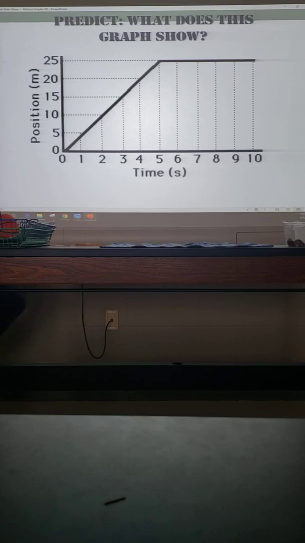Caitlin, what do you see? For the first 5 seconds, give me a way to describe that motion. Increasing. It is increasing, and because it's a positive slope, right? What else do we know?